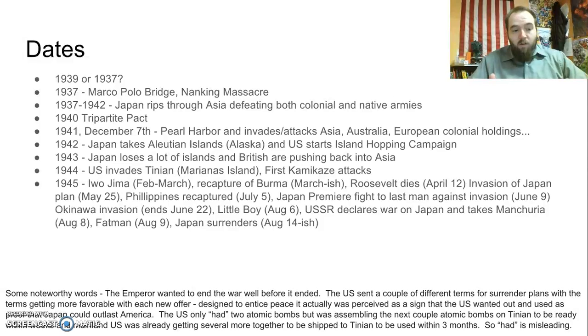Some noteworthy words to point out here. The emperor had actually wanted to end World War II before the atomic bombs, but he was more or less a figurehead. The military really didn't allow that to happen. The U.S. sends a couple of different plans for here's how we can end the war, here's how you surrender, here's what we want. And the first one was pretty harsh, and then after that, it's not as harsh. The idea was to try and entice the Japanese into signing this, to make the terms more favorable.